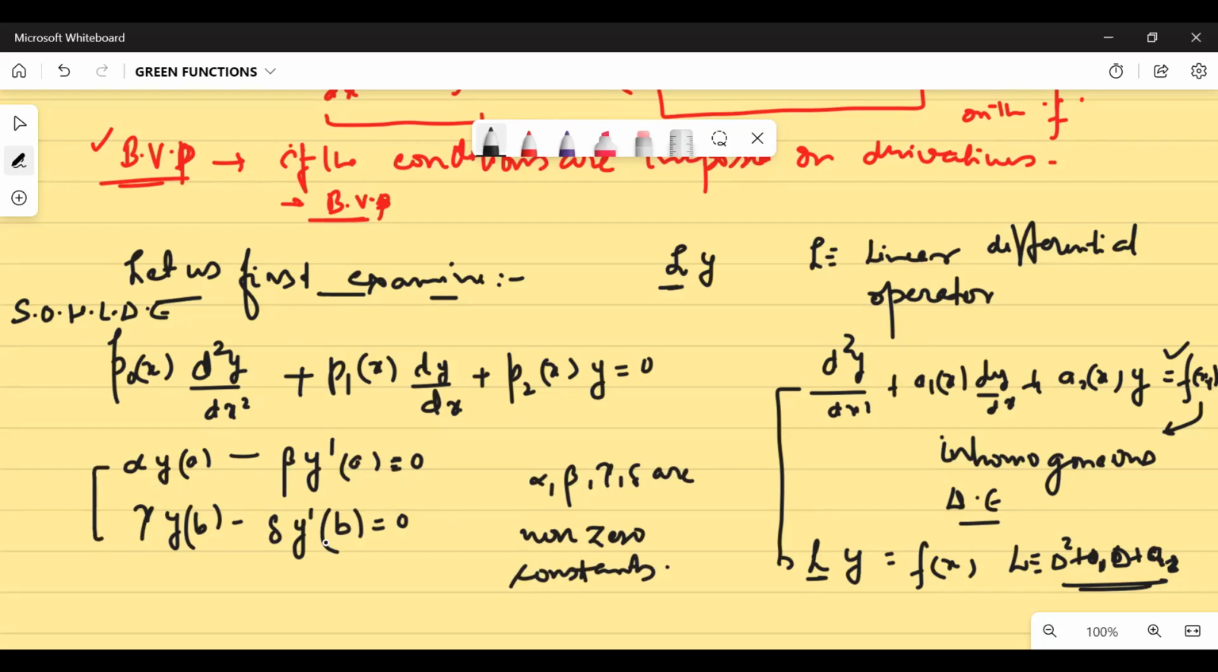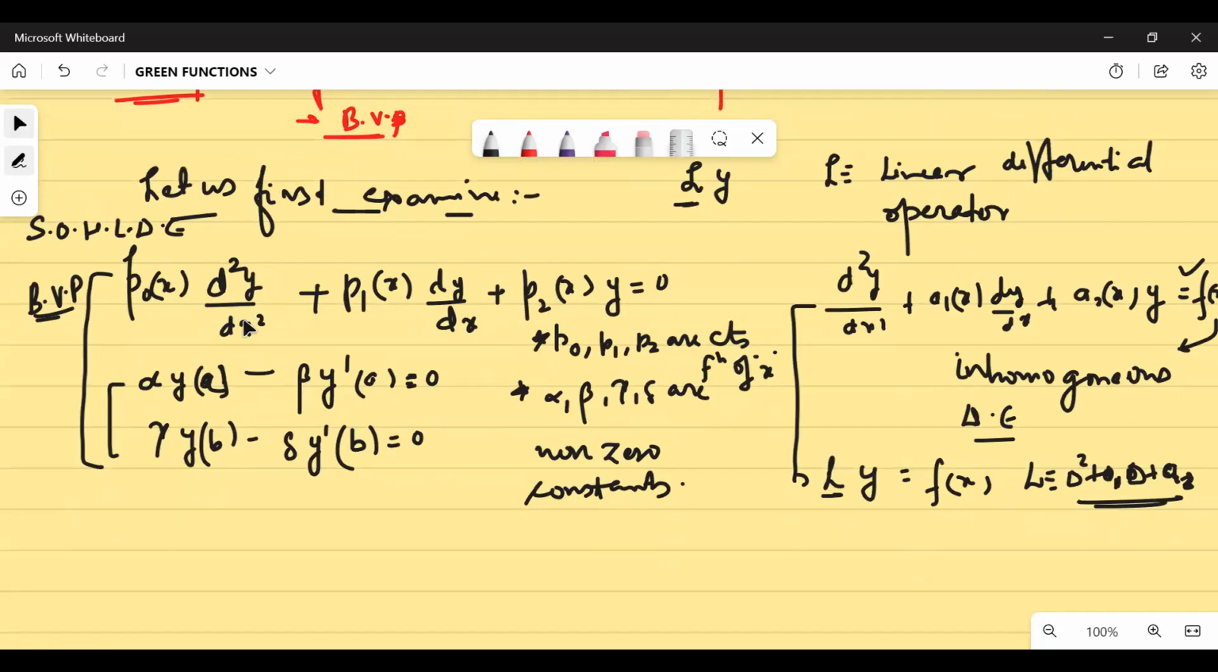So these are the conditions given on the derivative and on the functions also. Obviously this particular problem would also be called a boundary value problem. You have a given boundary value problem, which happens to be a second order linear differential equation. Here I can write that p0, p1, and p2 are continuous functions of x, and alpha, beta, gamma, and delta are non-zero constants. And p0 d2y/dx2 plus p1 dy/dx plus p2 y equal to 0 is your second order homogeneous linear differential equation.